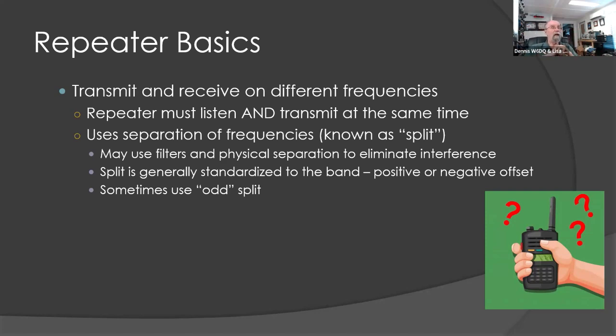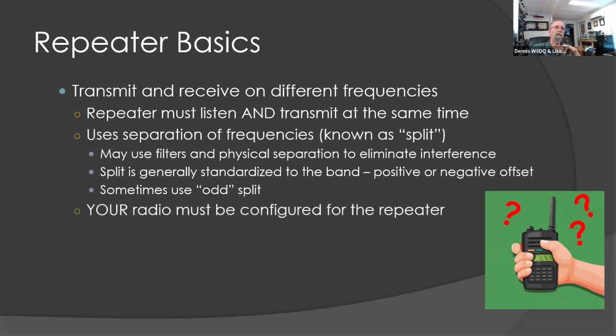Know what the split is for the repeater that you're going to use so that you can program your radio to operate it. I mentioned programming the radio: your radio has to be configured to use the repeater. I think the guys covered getting your radio set up in the last couple of presentations we did on Encom, how to set the frequency, and typically you set the receive frequency and the offset for transmit. That's one part of it. You're going to transmit on the repeater's receive frequency.